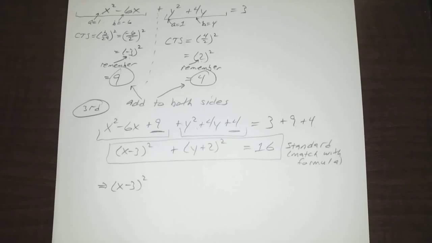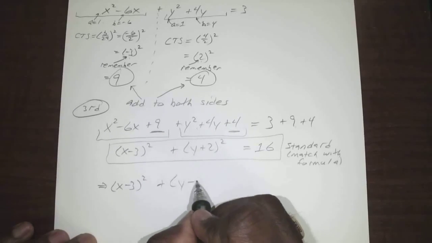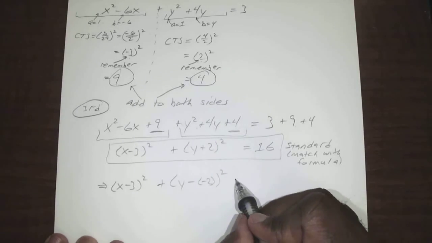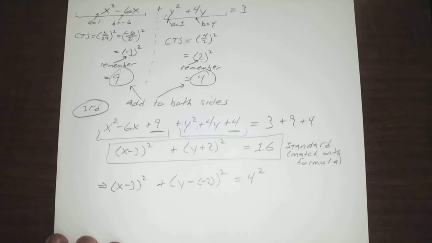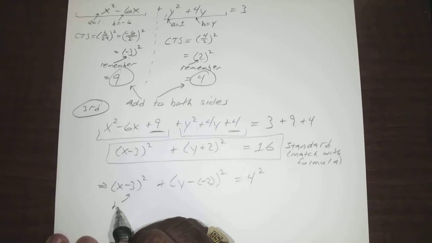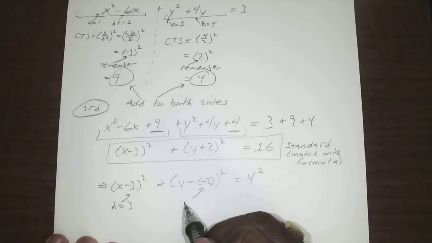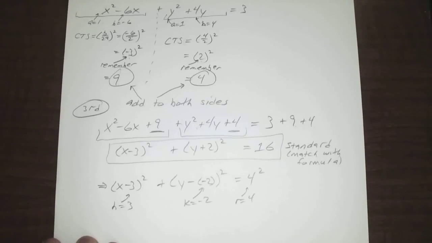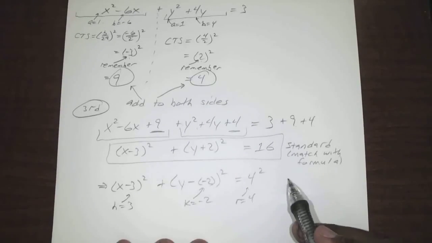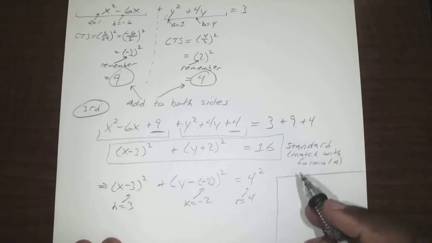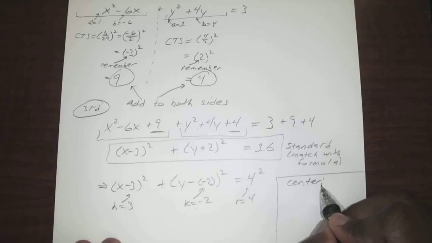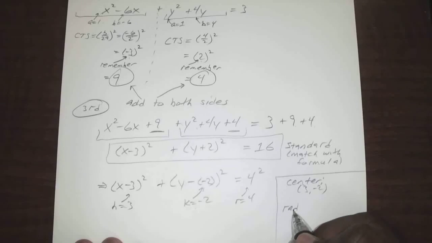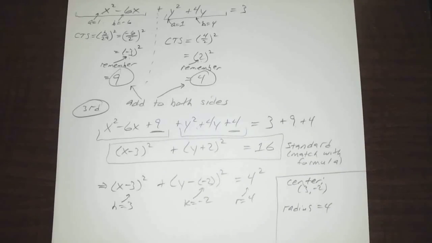Okay. All right, so our y plus 2, y minus negative 2 squared. And our 16, we could just make that 4 squared. Okay, where our h is equal to 3, our k is equal to negative 2, and our r is equal to 4. Okay, so our center, which is h, k, is 3, negative 2, and our radius is equal to 4.